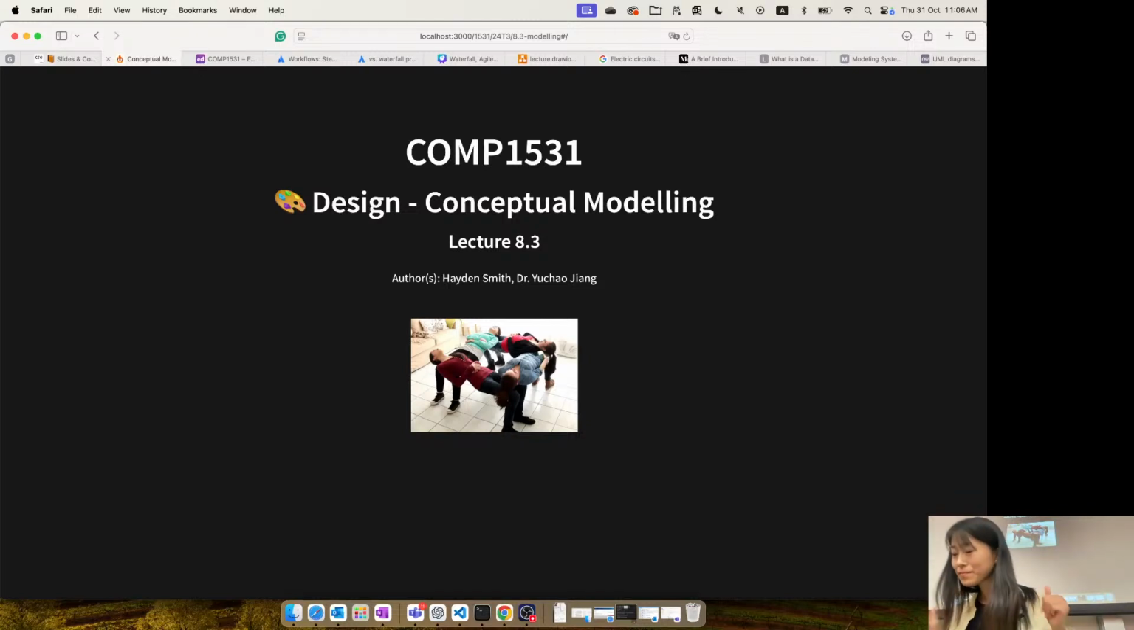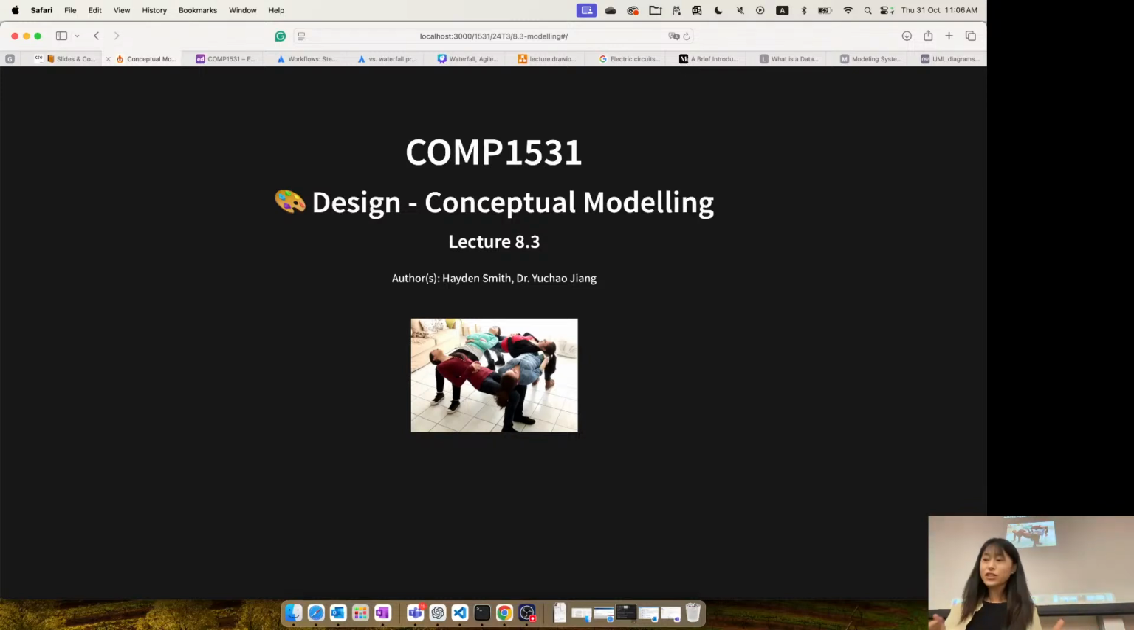lecture directly. Okay, for today's lecture, we'll talk about conceptual modeling, which is part of the design stage in the software development lifecycle. And then we'll have another overview of the software development lifecycle again. We looked at that at the beginning of this term, in week 1. And today, after we talk about design and conceptual modeling, we are going to go back to that and have another look at that lifecycle, which is one of the major learning outcomes of 1531.